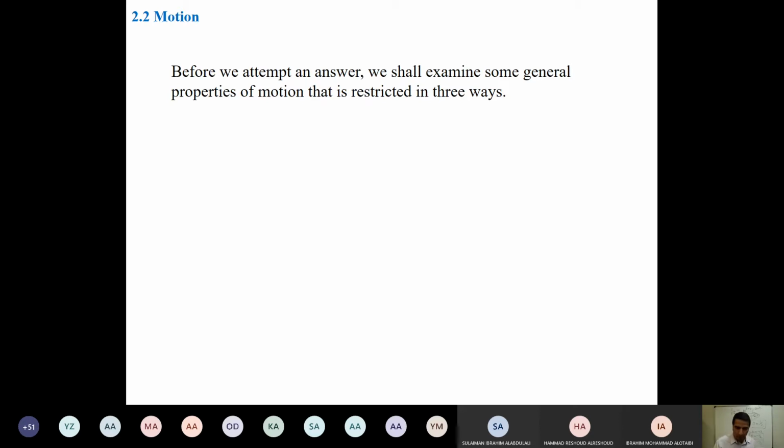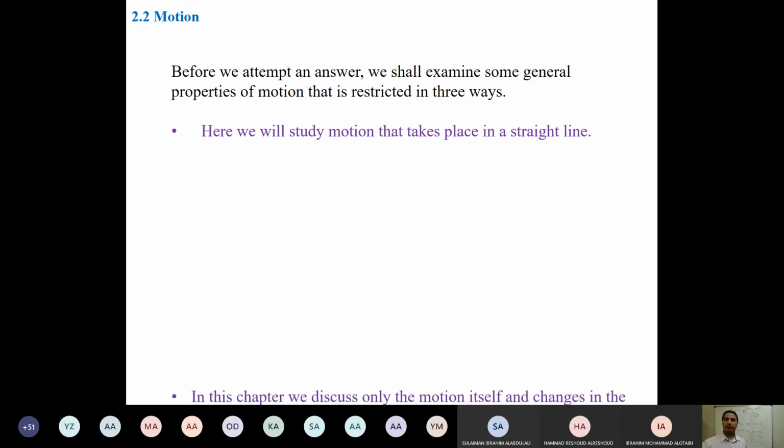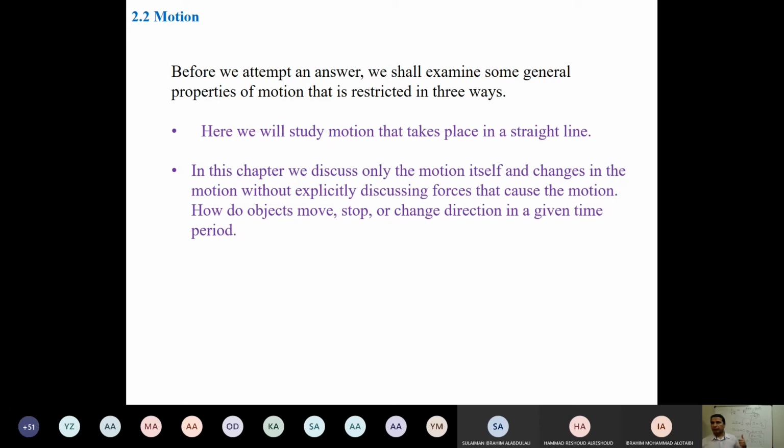Before we go to the depth of this chapter, there are 3 main points which I want to emphasize. First of all, strictly speaking, we will be talking about motion that happens in a straight line, and I will tell you why. Second, in this chapter, we will discuss only motions in a straight line, and we will be talking about them in a language in which we make no reference to force. So the force will not be mentioned at all.